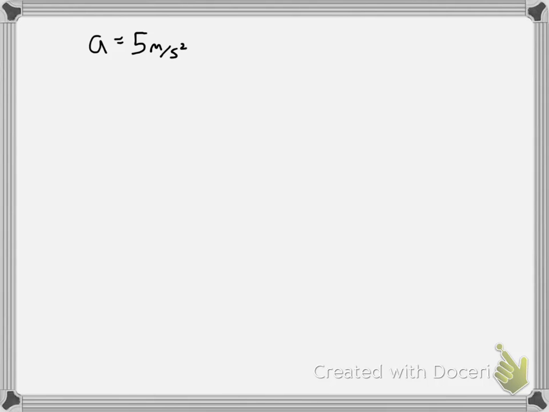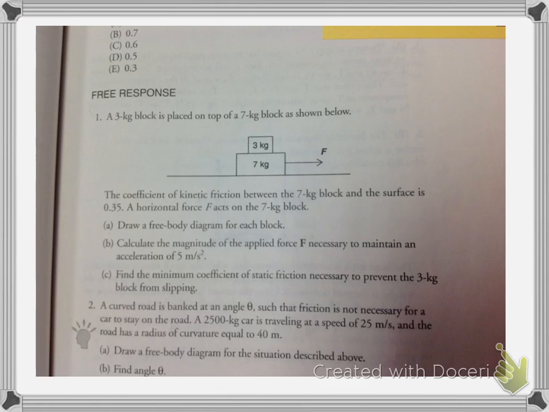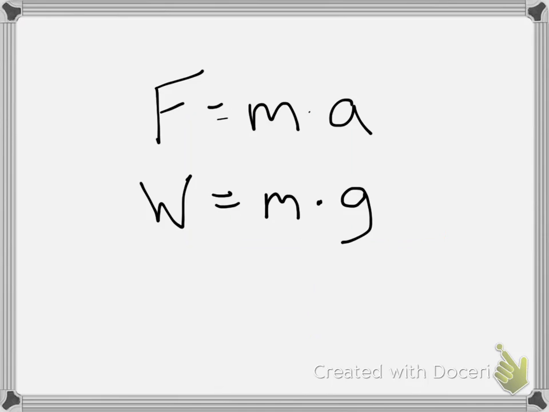Okay. And now the next problem is the one where they say, hey, you've got this whole block system in the problem. And they say, okay, if you want this whole thing, the 7 and the 3, to accelerate at 5 meters per second squared, what is the force that you have to actually be pulling on it with? So that's what we'll do here.